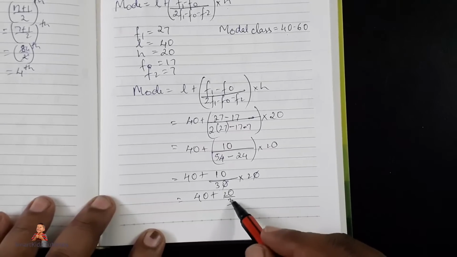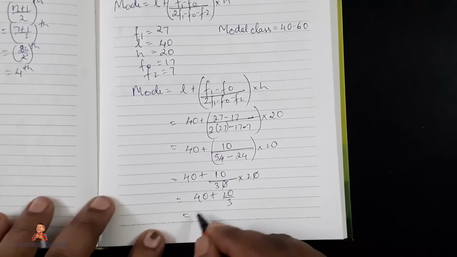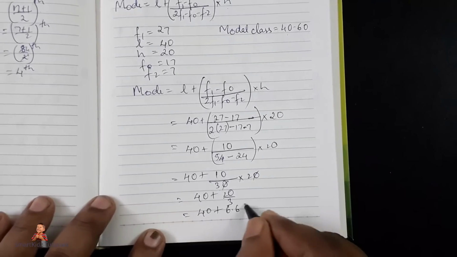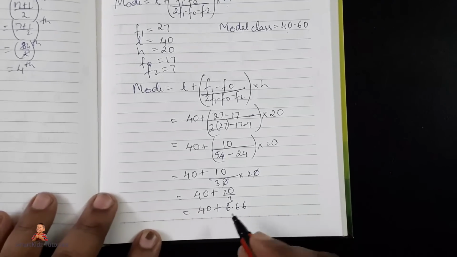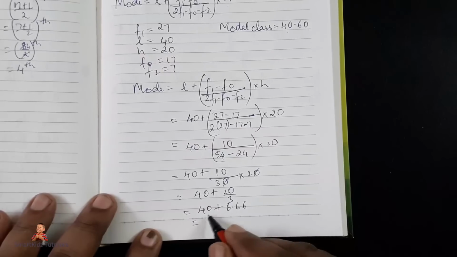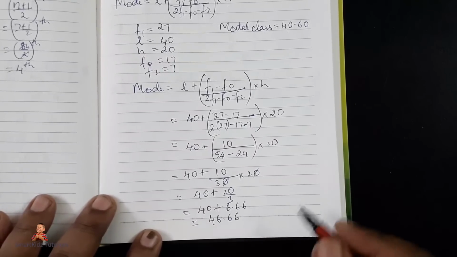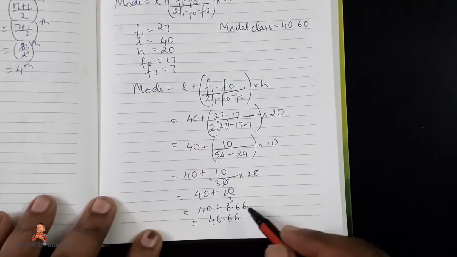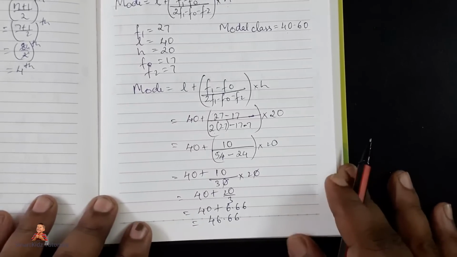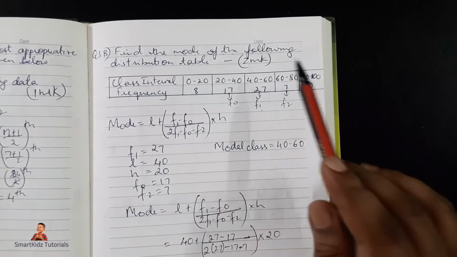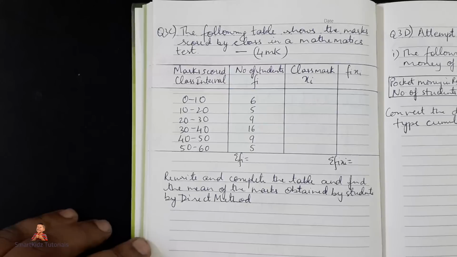So if we divide this using long division, we get 40 plus 6.66. Okay, or 6.7 also you can write. So the answer will be 40 plus 6.66, which is 46.66, or you can even write 46.67 because 6 will be recurring. So that is the mode of this particular data. This is for 2 marks.